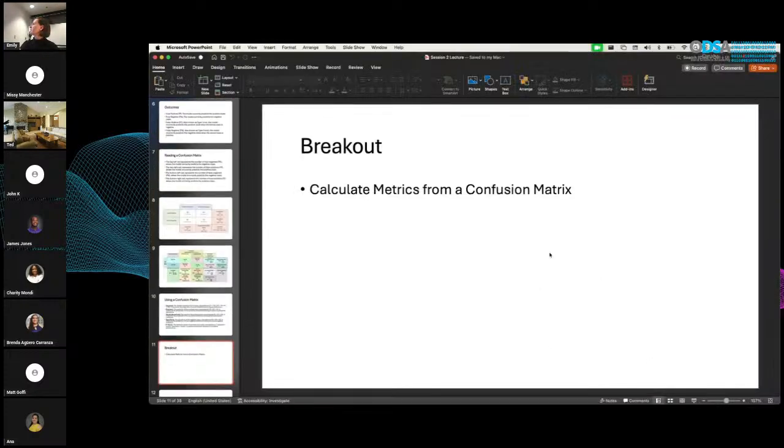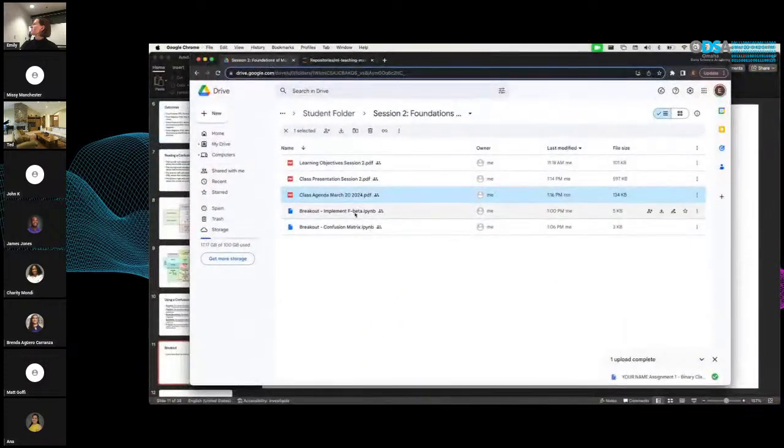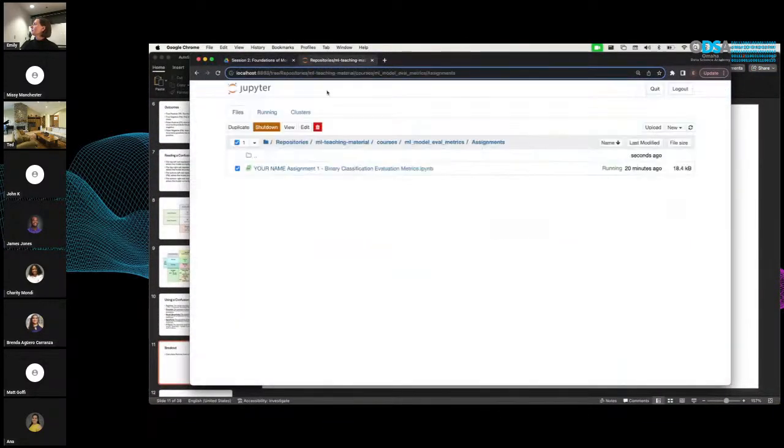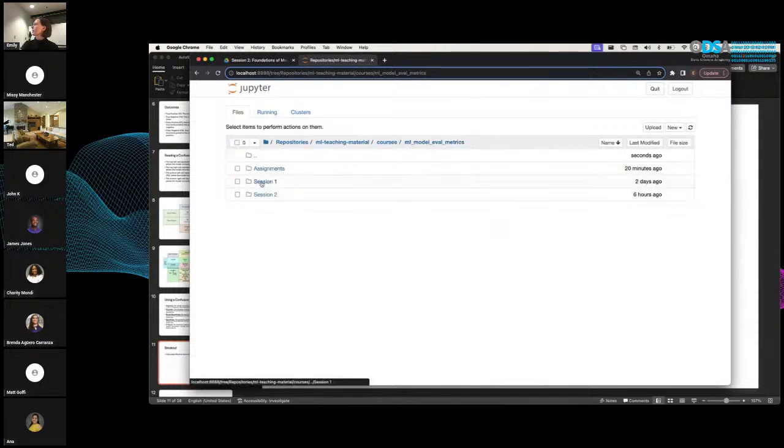So go download this breakout notebook that says confusion matrix. It's a short lecture there because you are already kind of familiar with that, but this should be fun.